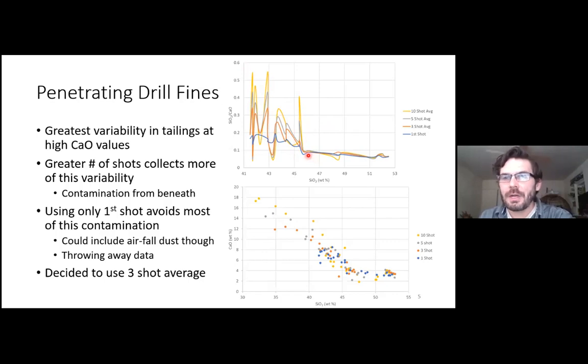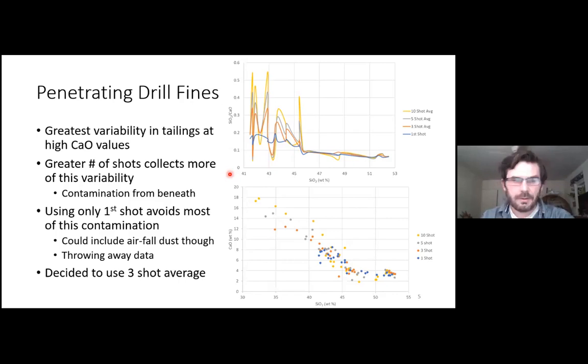Unfortunately, using the first shot could also mean we're sampling more airfall dust from Mars, or windblown soil, and things like that that could bias our results. So what we decided on is this 3-shot average, because it does a decent job of not collecting too much material if we're lucky and not right on the calcium sulfate vein. If the drill fines aren't right on the calcium sulfate vein, or it's really thin, the 3-shot average should provide a good opportunity to get the most data with the least contamination. Unfortunately, it's a balancing act here.